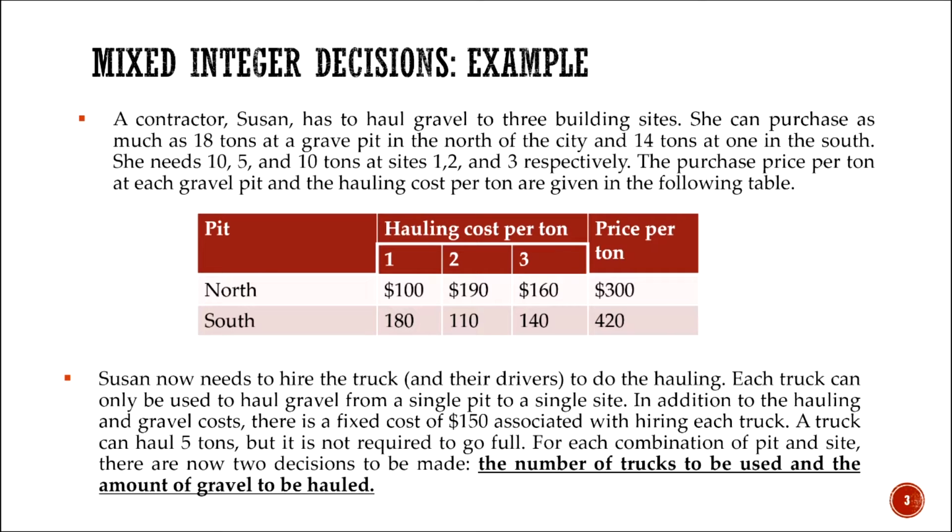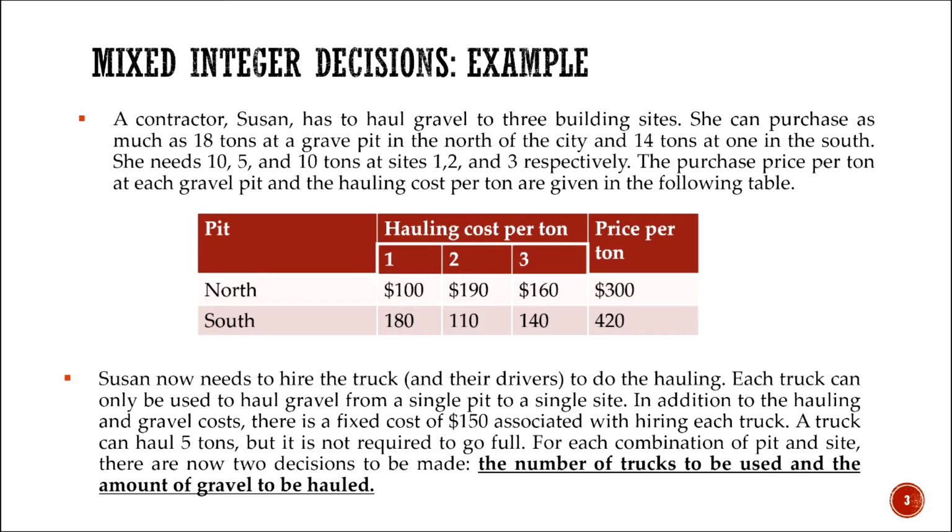Susan now needs to hire the trucks and their drivers to do the hauling. Each truck can only be used to haul gravel from a single pit to a single site. In addition to the hauling and gravel cost, there is a fixed cost of $150 associated with hiring each truck. So that's the integer part. So we can hire 2, 3, or 1 truck drivers. So that's integer. A truck can haul 5 tons, but it's not required to go full. So that's the capacity limit for each truck.